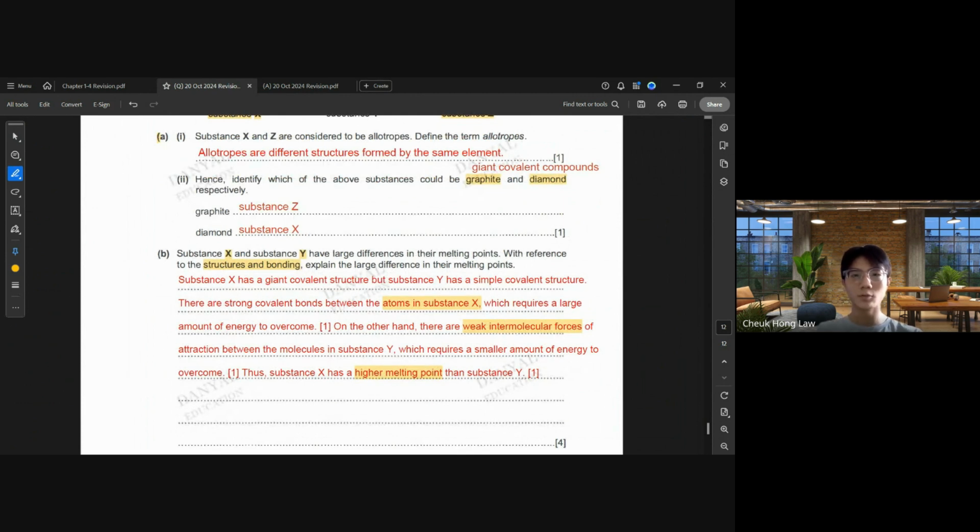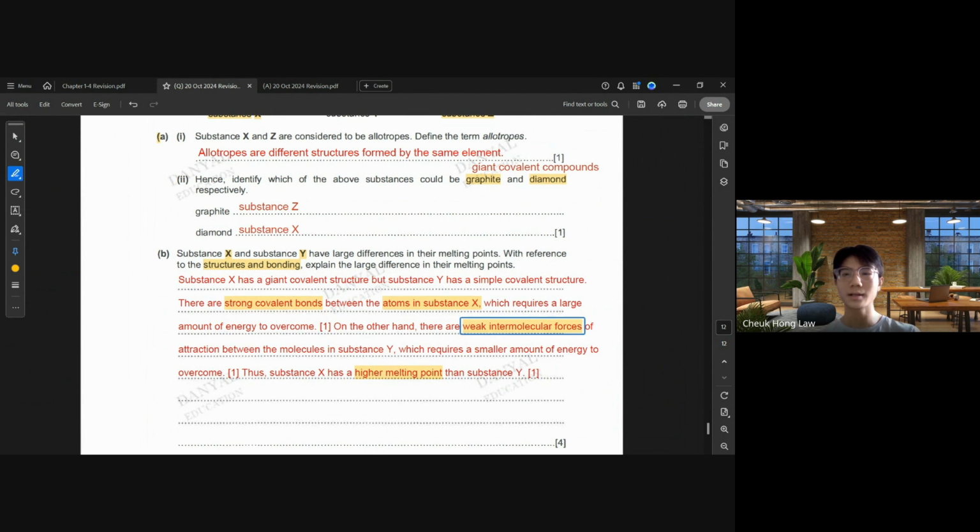So key points to note. After you state the bonding, for example, covalent bonds, you always need to say it's between what? It can be between atoms, between molecules, between ions, right? So you have to state between the atoms in substance X. So if you know what the substance is, you have to be specific. For example, if you know it's carbon, you have to say between the carbon atoms.